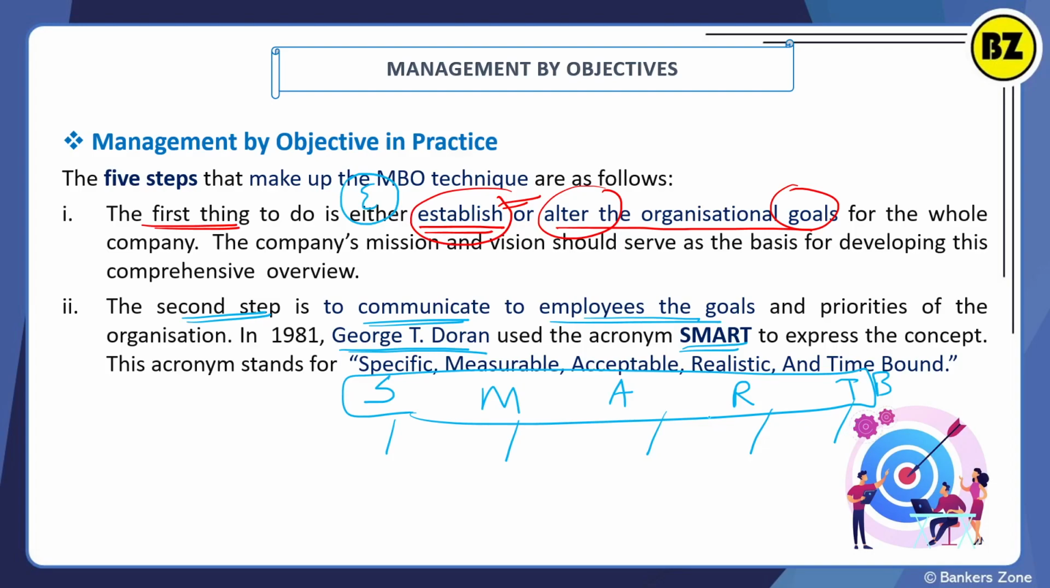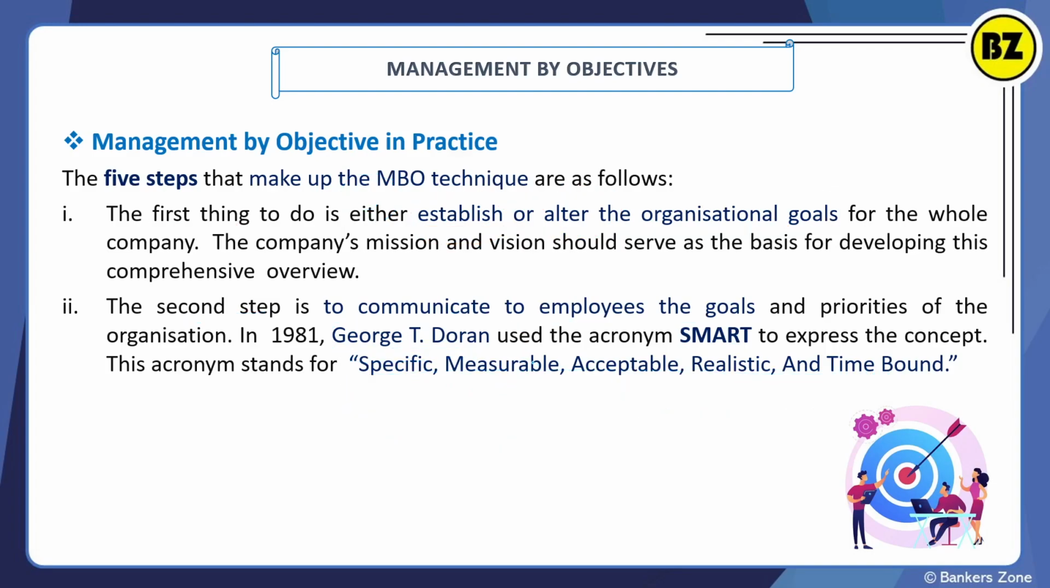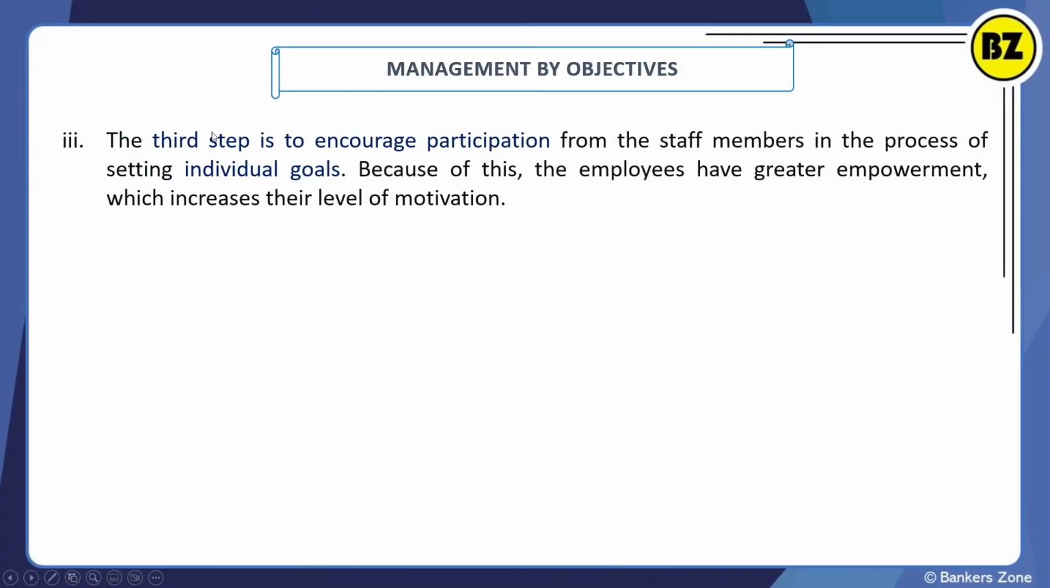The SMART term was basically given by George T. Doran. That name you also have to remember. So what are the steps in the MBO technique? First, you have to establish the goal. Second, simply communicate that goal to your employees, your colleagues. Now, what is the third step? Very simple.